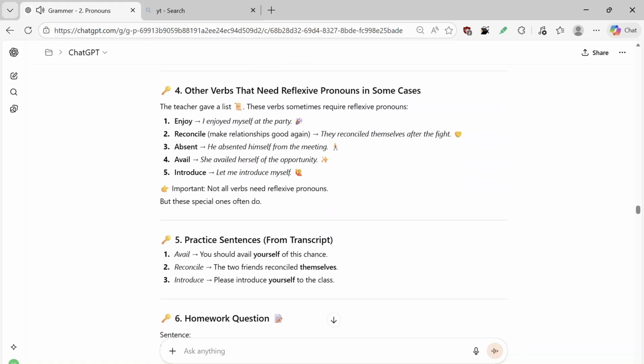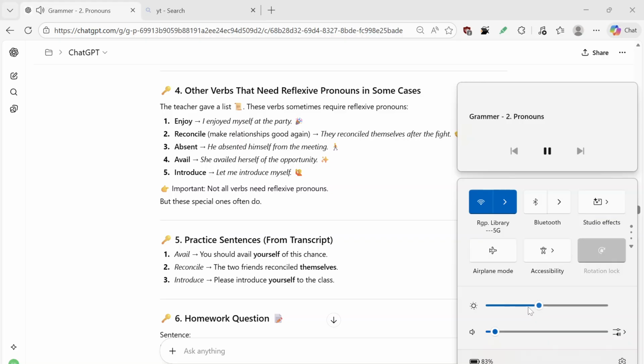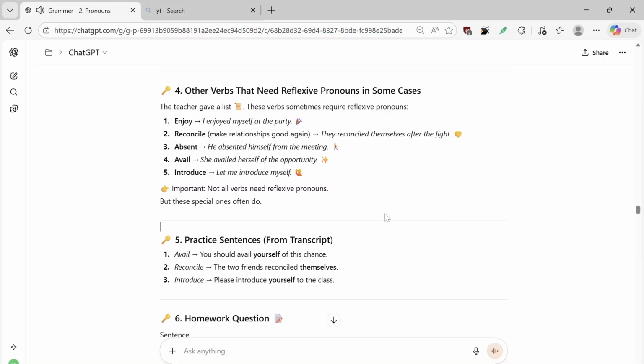The teacher gave a list. These verbs sometimes require reflexive pronouns. 1. Enjoy. I enjoyed myself at the party. 2. Reconcile. Make relationships good again. They reconciled themselves after the fight. 3. Absent. He absented himself from the meeting. 4. Avail. She availed herself of the opportunity. 5. Introduce. Let me introduce myself. Important, not all verbs need reflexive pronouns, but these special ones often do.